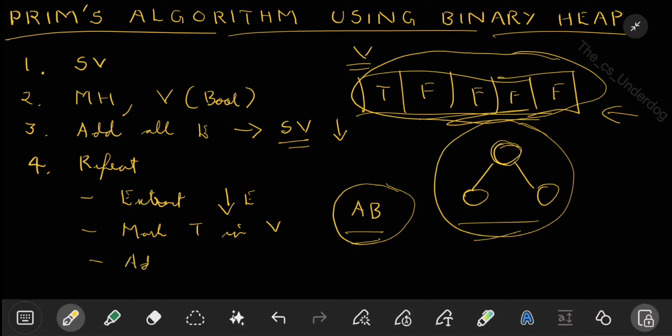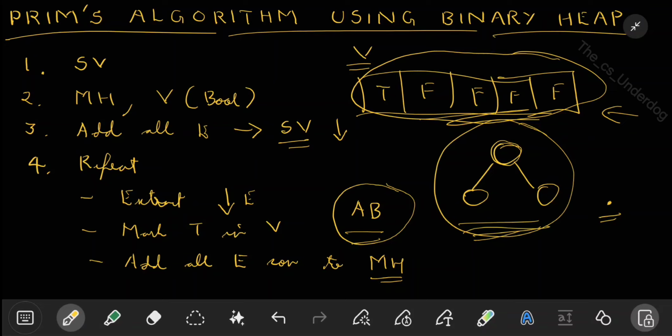You have to add all edges that are connected to this newly visited vertex, whichever be your newly visited vertex, to the min heap. Why should you add them to the min heap? Because when are you adding any edge to this min heap? You are adding it when you know this edge should be considered. When will you consider it? Whenever one among the vertices of this edge is part of the MST. That is when you will consider it.